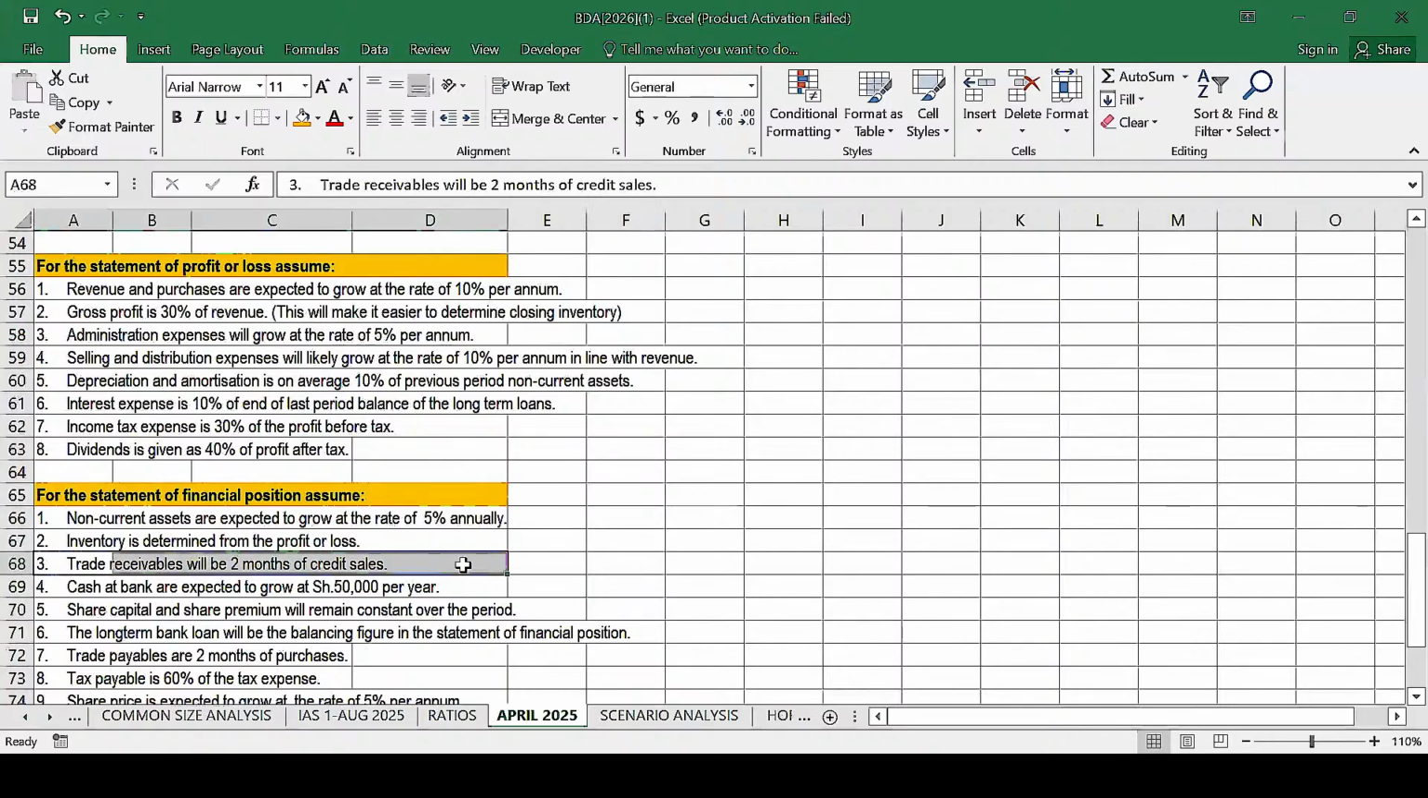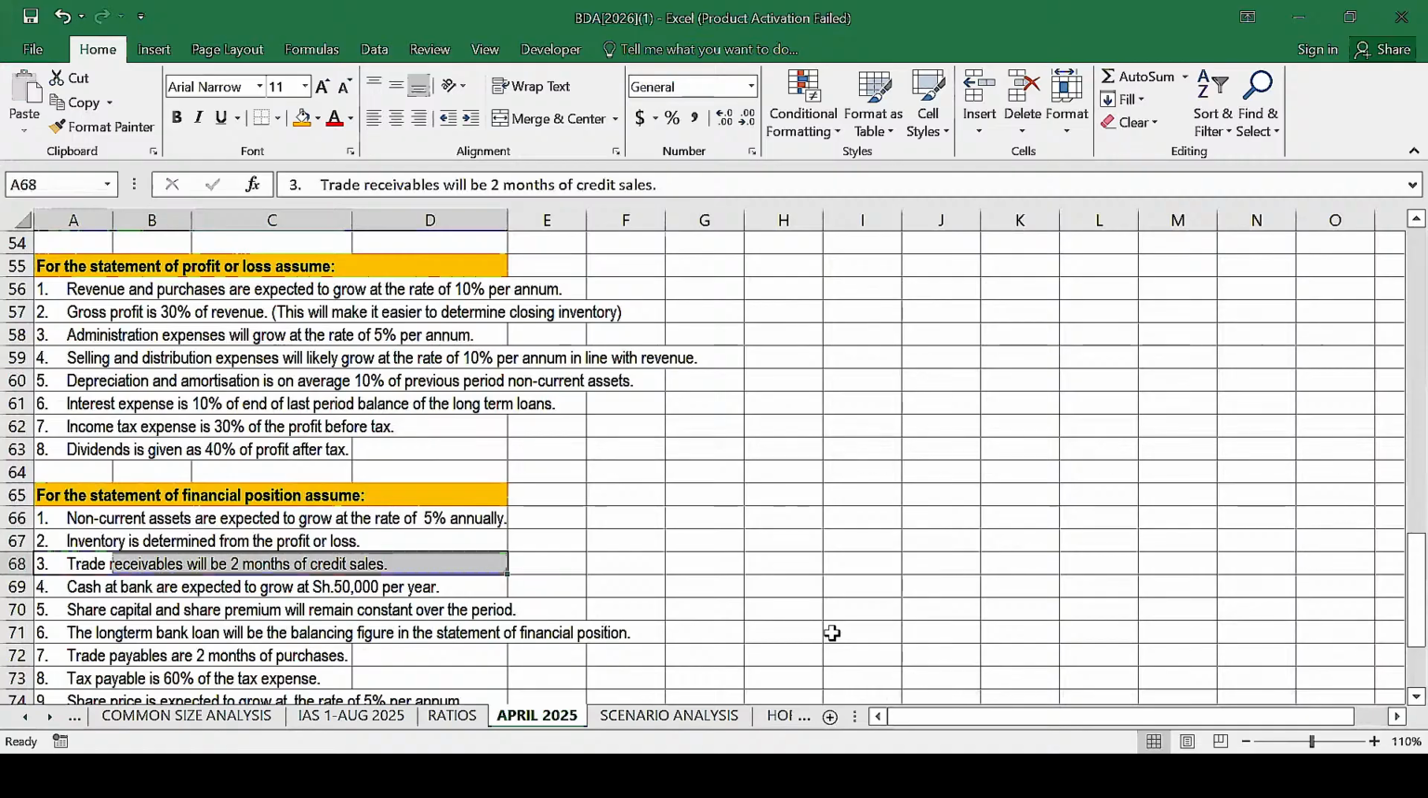This is something I think you came across in FM, financial management, that trade receivables will be 2 months of credit sales. Who can tell us the meaning of this, even before you move to the other assumption?